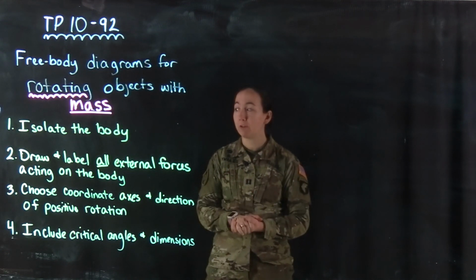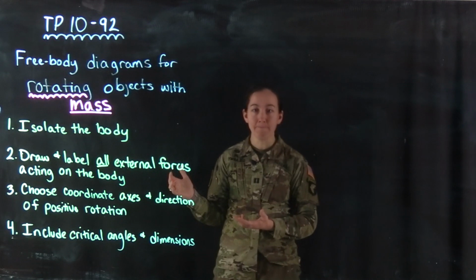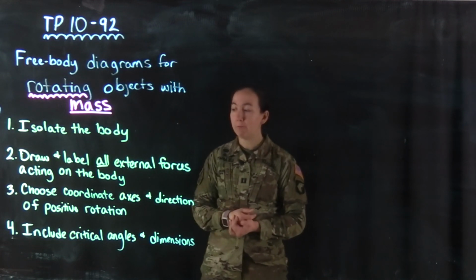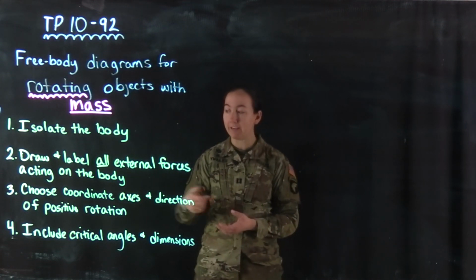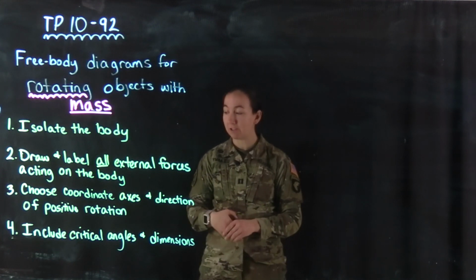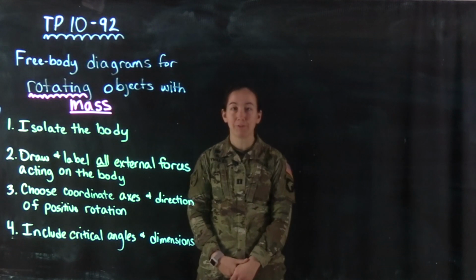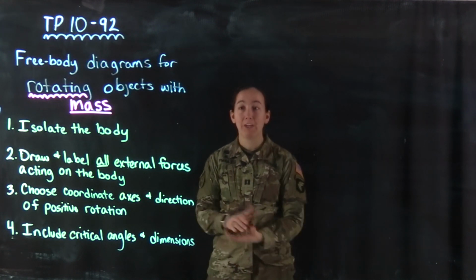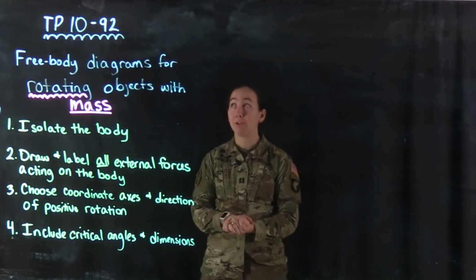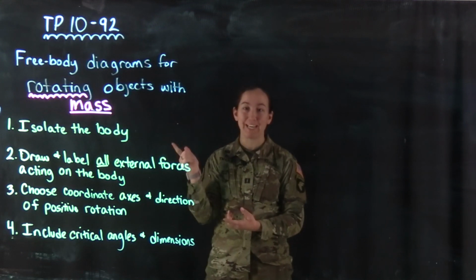So we'll go through all 4 steps. The steps remain the same: isolate the body, draw and label all external forces acting on the body, choose a coordinate axes and direction of positive rotation, and then lastly, of course, include critical angles and dimensions. So here we go. We're going to execute and draw the free body diagram for 10-92.